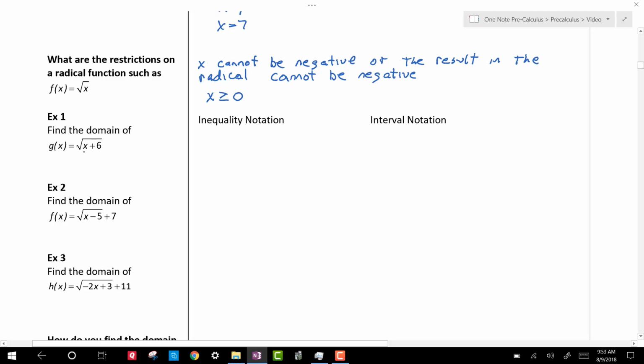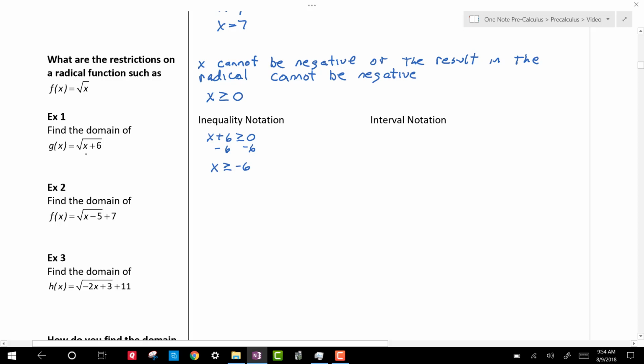But if I know that what's in the radical cannot be negative, what that tells me is that the x plus 6 that's inside the radical, that itself has to be greater than or equal to 0. If I can make that greater than or equal to 0, then I'm okay. So if we subtract 6 off of both sides, I know that x has to be greater than or equal to -6 in order for this equation to make sense.